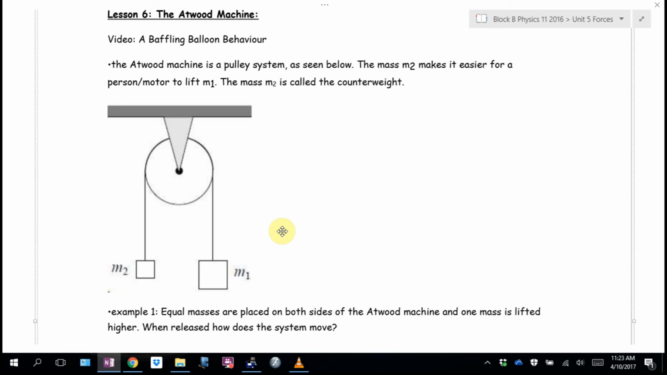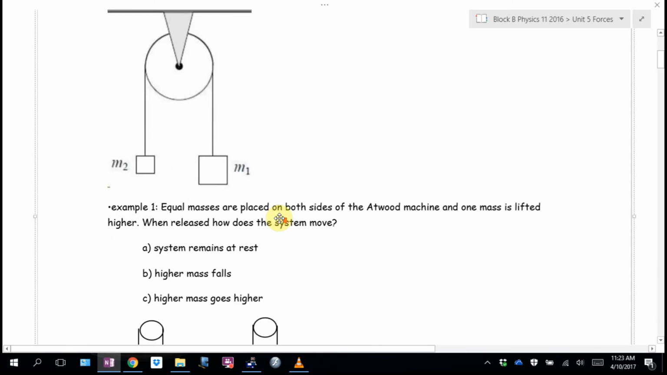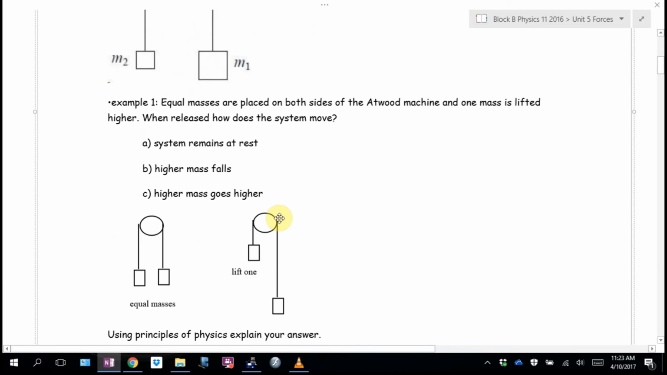Here's our first little thought experiment. It says this. Supposing equal masses, identical masses, are placed on both sides of the Atwood machine, and one mass is lifted up high, like this. And then, when I let go of this higher mass, if there is no friction in this pulley, what will happen? A, the system will remain at rest. B, the higher mass will fall down because of gravity. Or C, the higher mass will go higher because this one's closer to the ground.